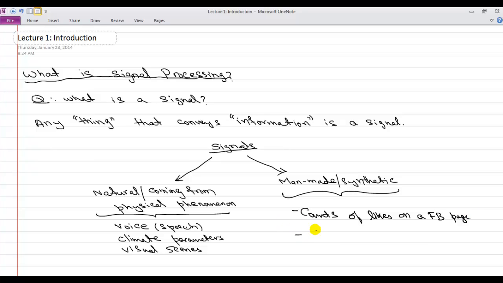You could have, on Google, you search different words. When are different words searched and with what frequency? Let's say you search for signal processing. What times of the day they were searched and what frequency they were searched at. That's a signal too. So frequency and time of searches on Google.